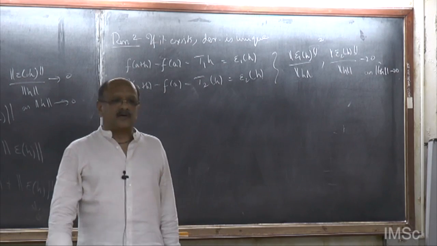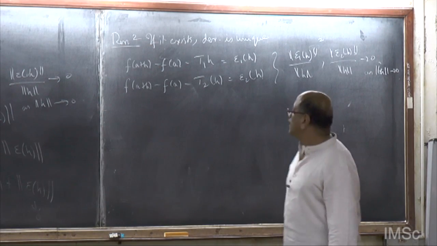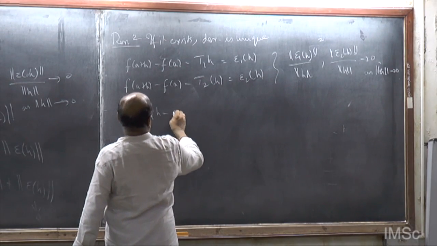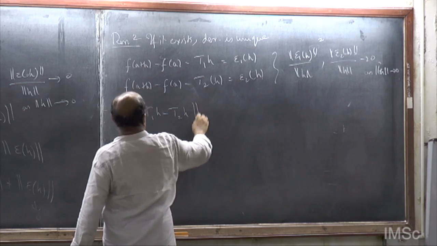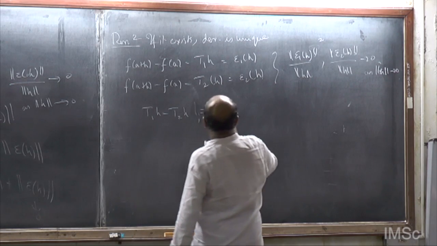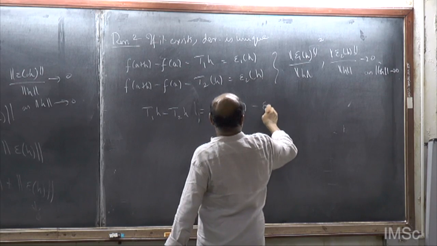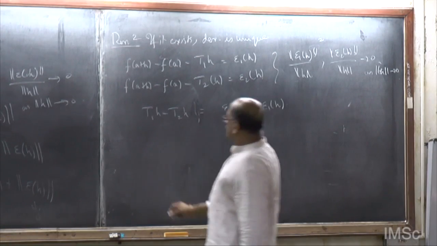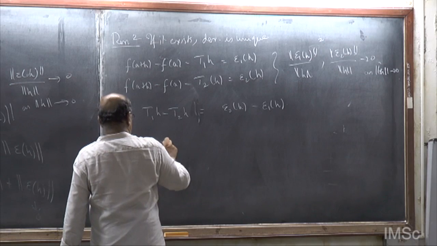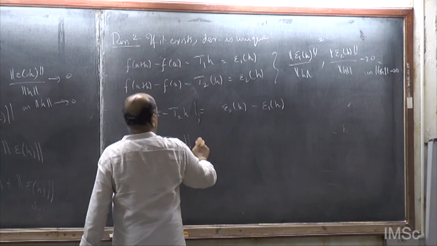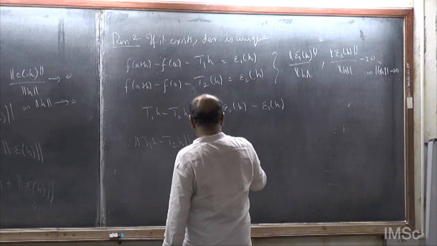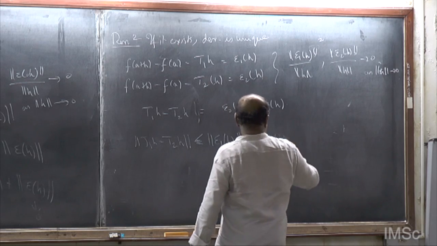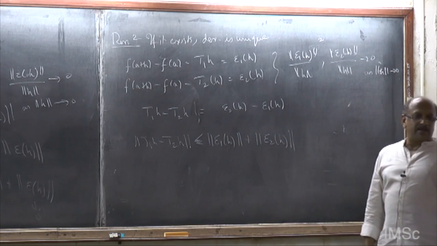Suppose we have two bounded linear transformations. Subtract, then what do you get? T1h - T2h equals epsilon 2(h) - epsilon 1(h). So, norm of T1h - T2h is less than or equal to norm of epsilon 1(h) plus norm of epsilon 2(h) by the triangle inequality.